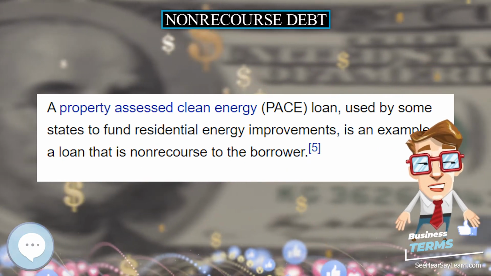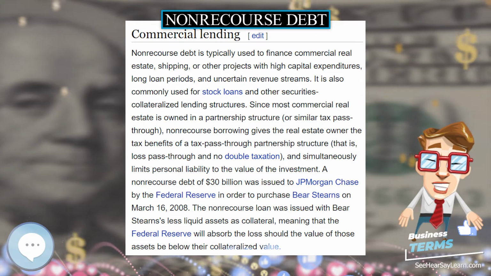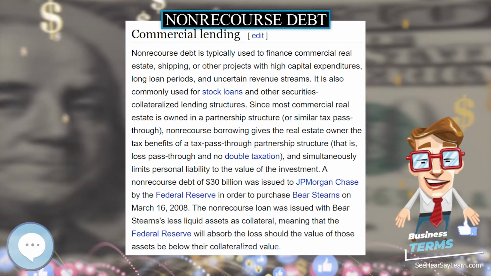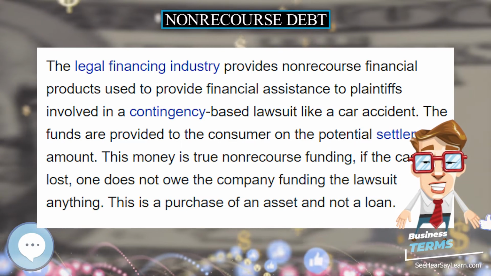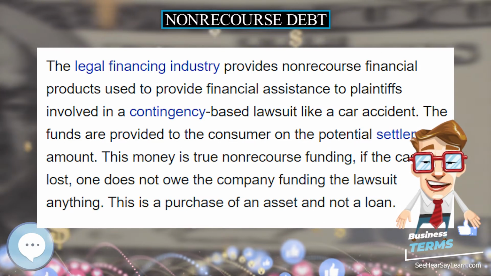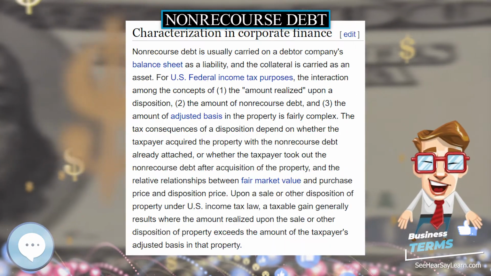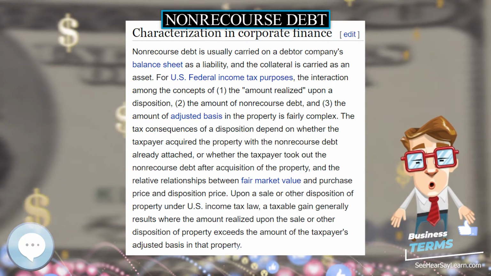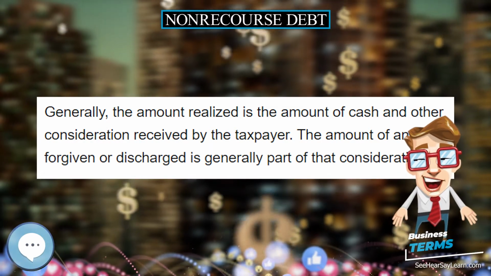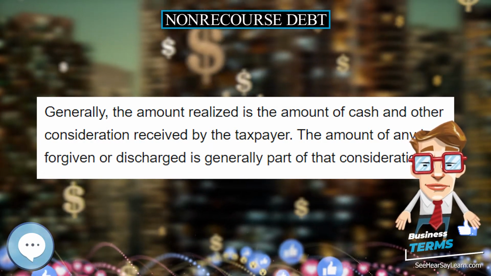A non-recourse debt of $30 billion was issued to J.P. Morgan Chase by the Federal Reserve in order to purchase Bear Stearns on March 16, 2008. The non-recourse loan was issued with Bear Stearns' less liquid assets as collateral, meaning that the Federal Reserve will absorb the loss should the value of those assets be below their collateralized value.